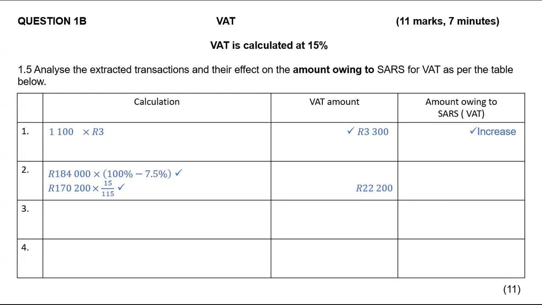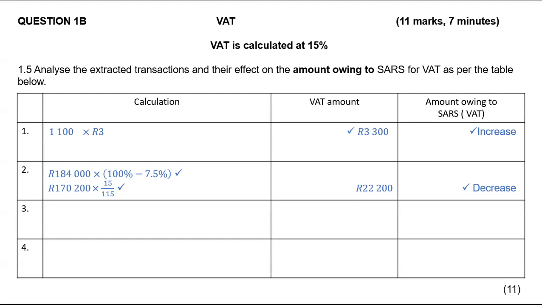As we said, we are buying from someone, so we're not their VAT collectors. Wherever we are buying from, those are the VAT collectors. Our duty is to claim it back from SARS. Therefore, it decreases what we owe SARS. It decreases VAT output.